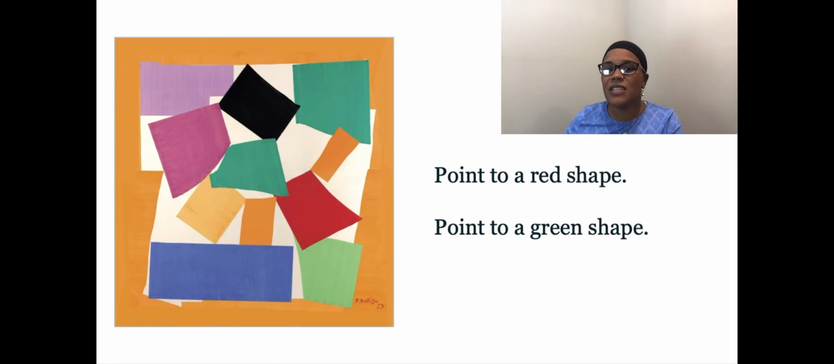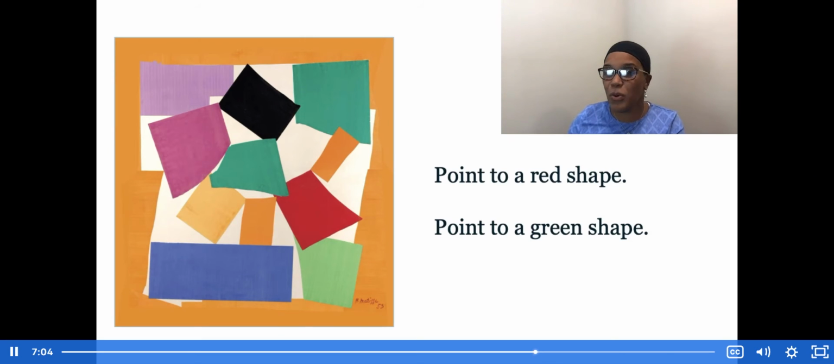Now, let's look to see what complementary colors Matisse used in this collage. Point to a red shape. Now point to a green shape. Did you notice that the complementary colors of red and green are close to each other?